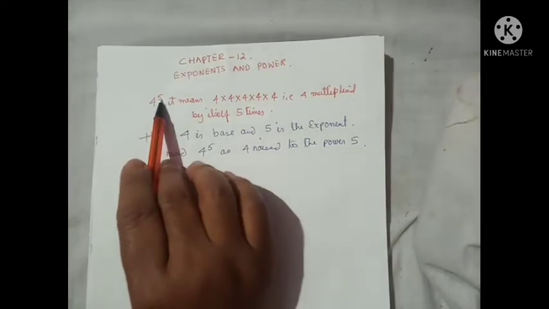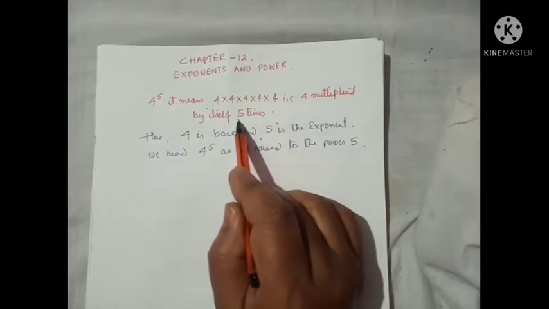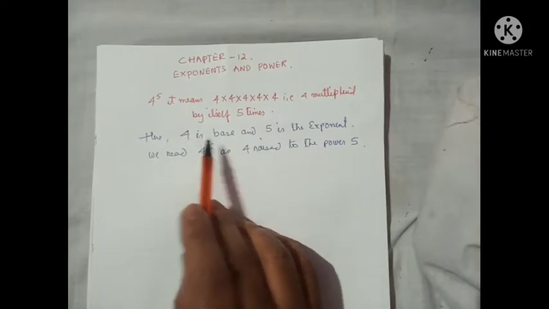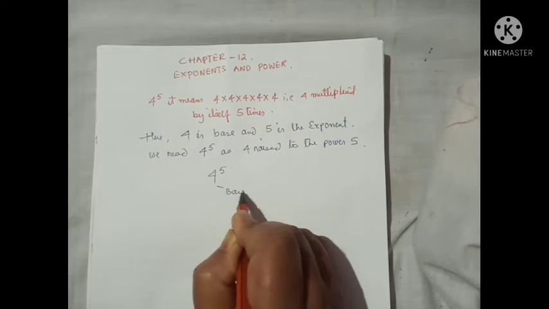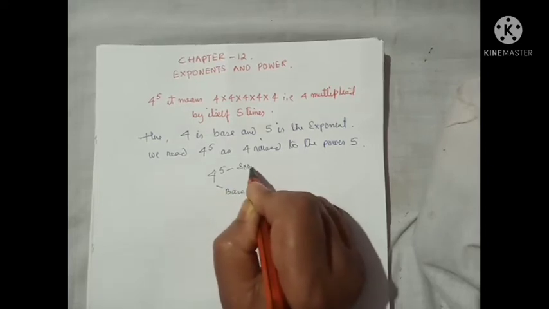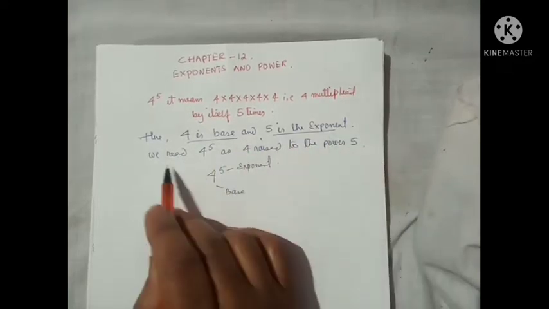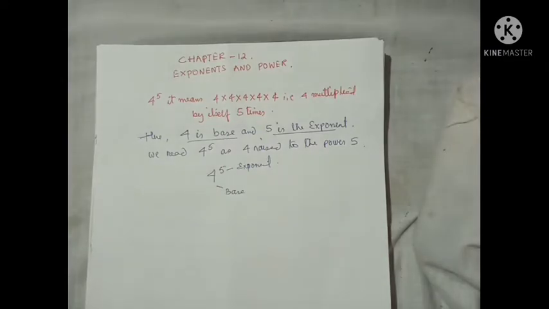In 4 to the power 5, it means that we have to multiply 4 by itself 5 times. That means 4 into 4 into 4 into 4 into 4. So here 4 is the base and 5 is the exponent. We can read 4 to the power 5 as 4 raised to the power 5. So in this way, we have learned in our earlier class.